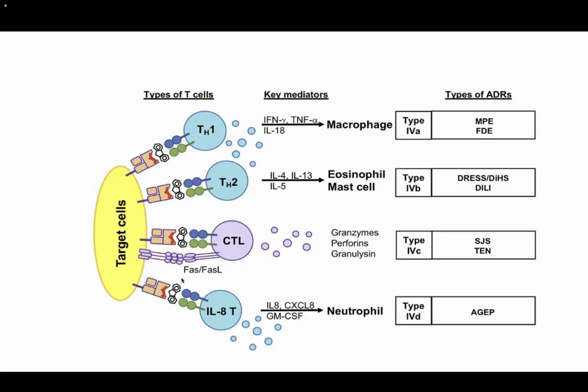And as we know, Fas ligand is playing a major role in such reactions with skin necrosis and death. So again, mediators are very important, including granzymes, perforins, and granulysin, important for cell damage or cell death. Finally, AGEP, or acute generalized exanthematous pustulosis, which is type 4D, is mediated mainly by interleukin 8 T cells. Main cells activated are neutrophils, with common mediators of GM-CSF, CXCL8, and interleukin 8.